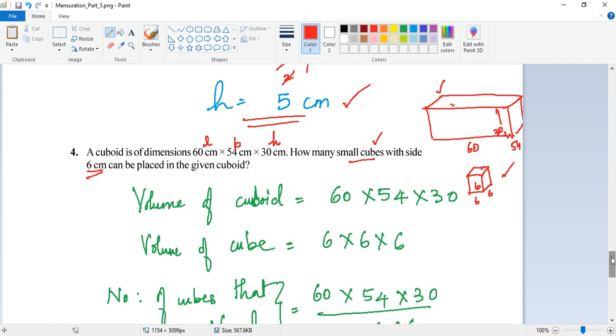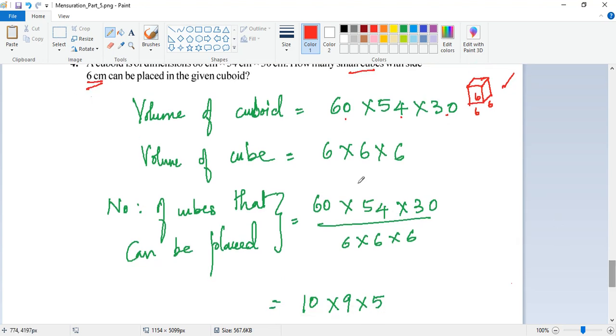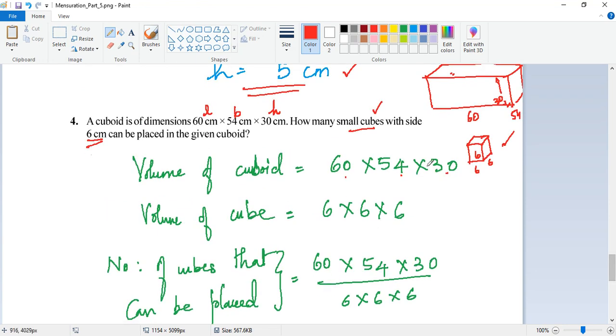So you just have to divide the bigger cuboid's volume by the small cube's volume. Okay. Now volume of cuboid is 60 into 54 into 30. Now don't multiply it. Let's keep it as it is. Later on, after solving it, after dividing it, we will see what all is left out and then we will multiply it. So don't go for multiplication in the middle of the question. Now volume of cube is 6 into 6 into 6. So this also I am not multiplying. I am just keeping it as it is.